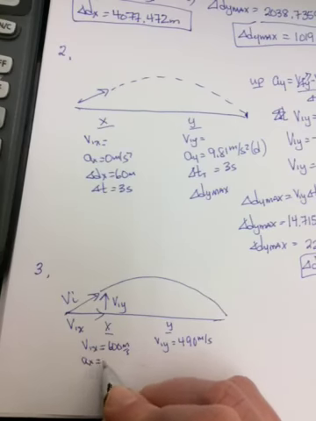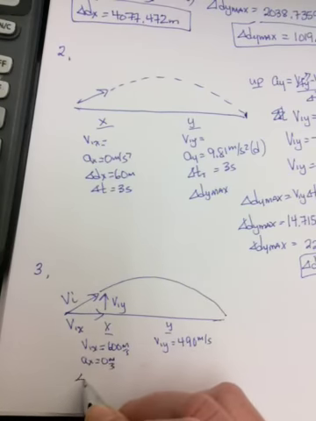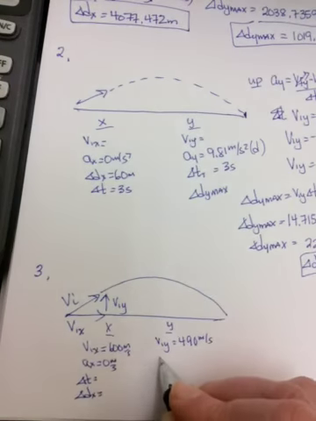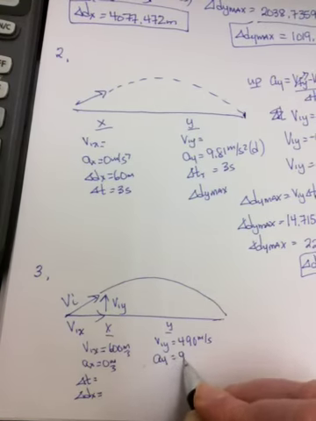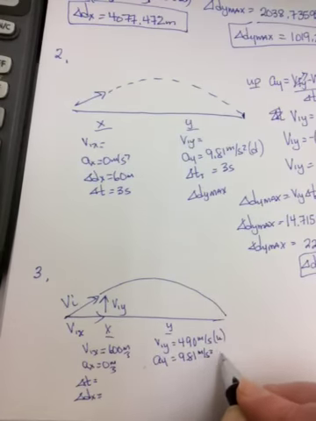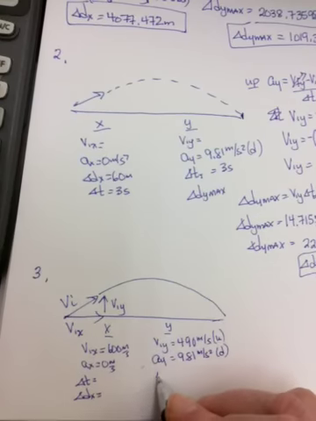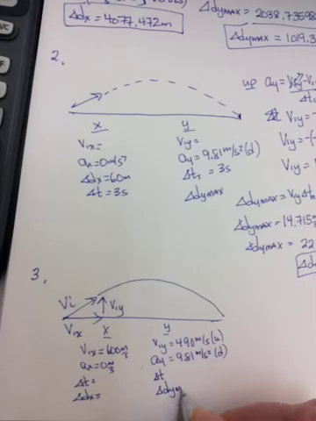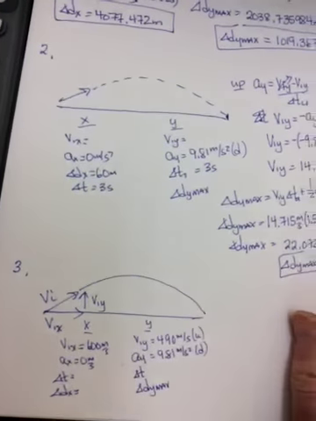So of course AX is 0. We don't know the time and we don't know the delta dx, but we want it. In the y direction, AY is 9.81 meters per second squared. This guy's up, A is down. We want to know the time and we want to know delta dy max. So it's identical to the other ones.